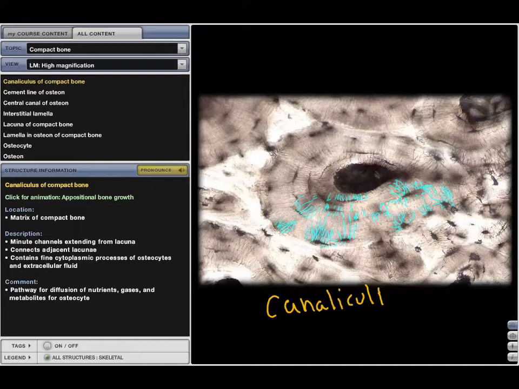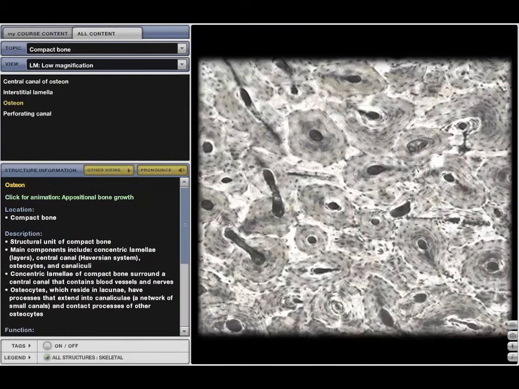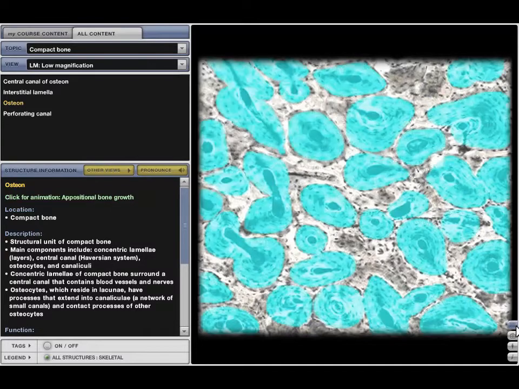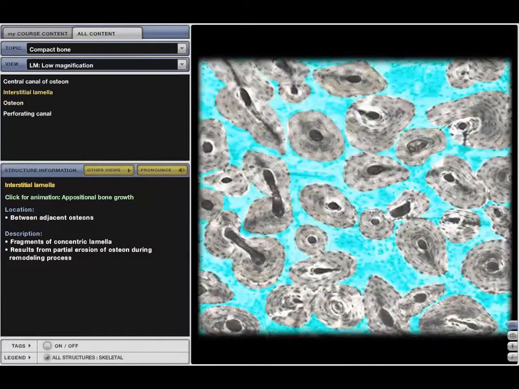And next we're going to switch to a lower power and highlight a few structures that are in the bone tissue but not part of the osteon proper. In this low power image of bone tissue, we can see many osteons, which are highlighted here. And then in between the osteons, we find what's called interstitial lamellae. The interstitial lamellae are remnants of osteons that have been partially reabsorbed.